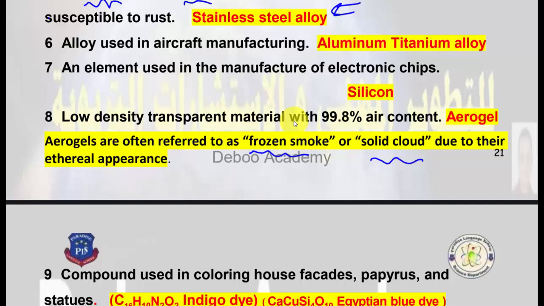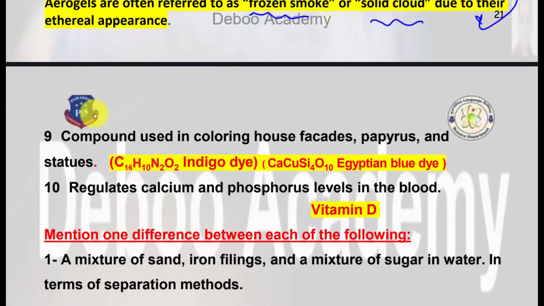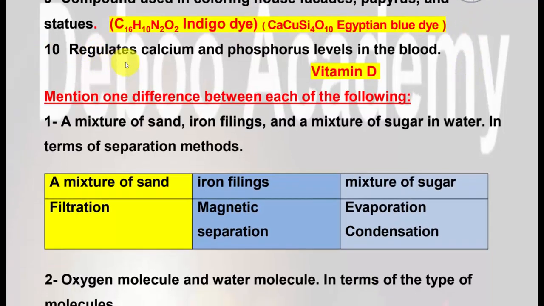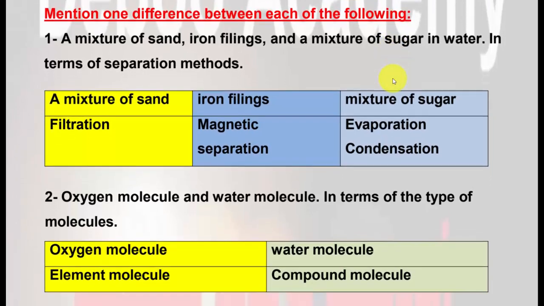This part is not required of us, we only need aerogel. I just wanted to clarify what aerogel means. Compound used in coloring house pastes and statues, the indigo dye or Egyptian blue dye. Regulates calcium and phosphorus level in blood, vitamin D.